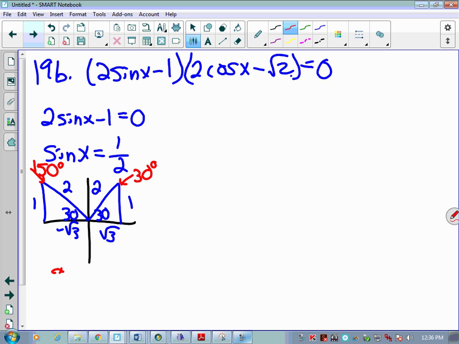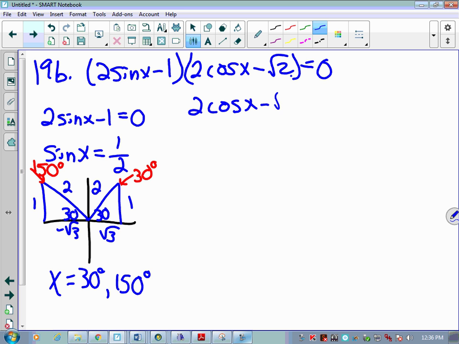So what we're saying is that x equals 30 degrees and 150 degrees. Now we'll have to convert those to radians in a little bit. All right, let's do the other one. We'll convert all of them to radians at the same time. Here we've got 2 cosine x minus radical 2 equals 0. Add radical 2, divide by 2. Cosine x equals radical 2 divided by 2.